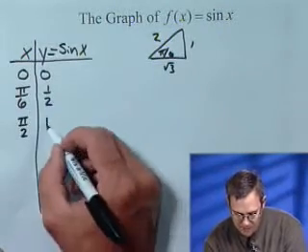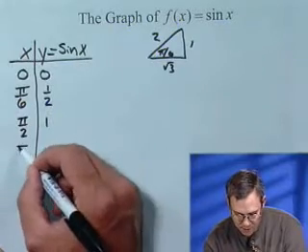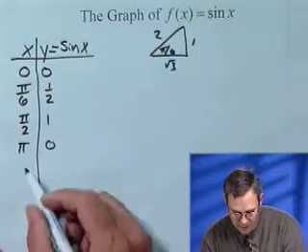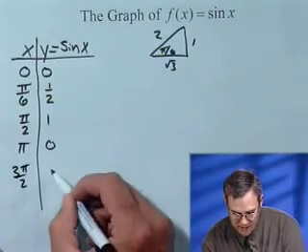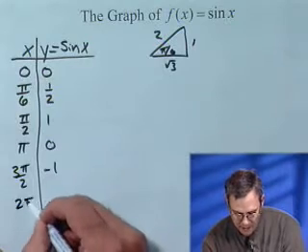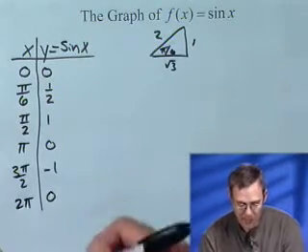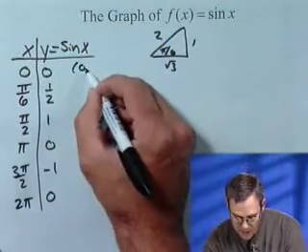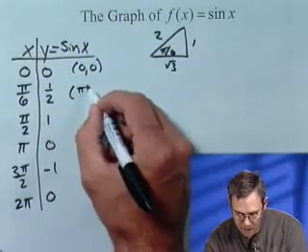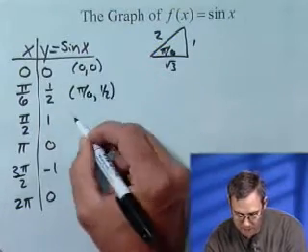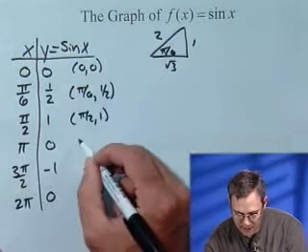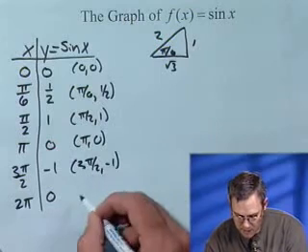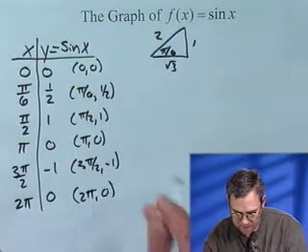Sine of pi halves is 1. Let's just do pi at 0, and I'm just randomly choosing some values. You can choose other values if you want. 3 pi halves is -1, and 2 pi is 0. So now what I've done is I've created some points, and I'm going to plot those points on the Cartesian plane. So here's the point 0, 0. We'll plot that one. Here's the point pi over 6 and 1/2, pi halves and 1, etc. So we'll take these points, and we'll just plot them, connect the dots, and see what we get.